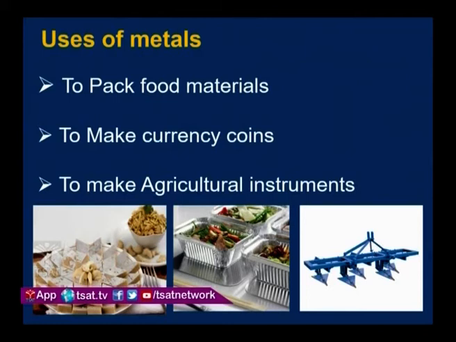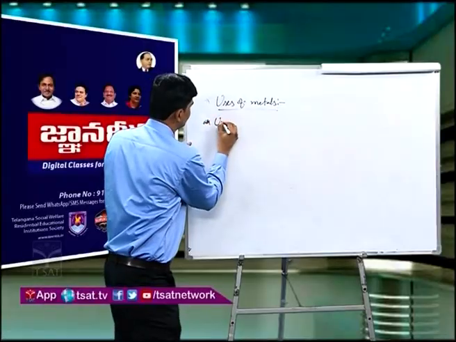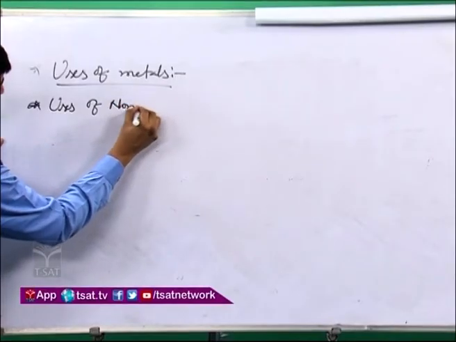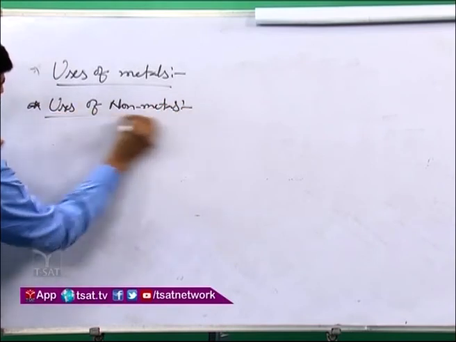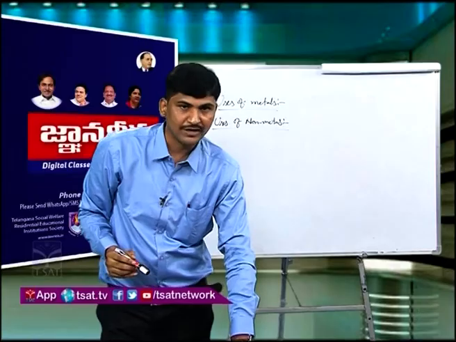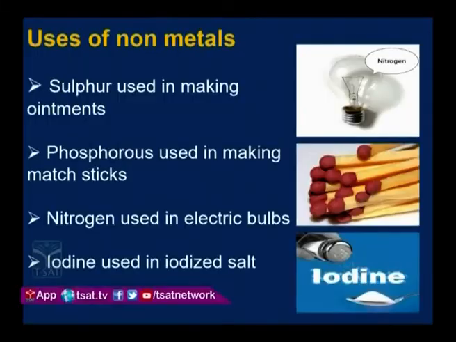And next, let us see uses of non-metals, children. For this also we have one slide. Sulfur is used in ointments, phosphorus is used in making matchsticks, and nitrogen is used in electric bulbs, children. Iodine is used in iodized salt, and also in tincture iodine, which is iodine in alcohol, and chlorine is used in the chlorination process, which disinfects the water. Like this, children, we can discuss several uses of metals and non-metals.